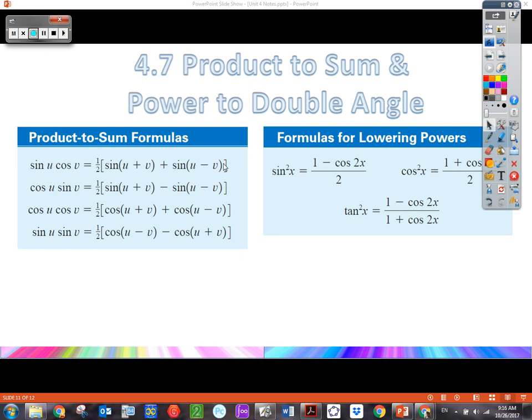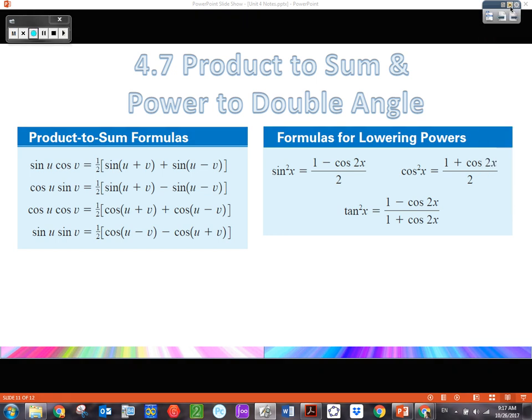Okay guys, let's take a look at today's lesson. We have some more formulas. Yay! You're probably thinking, gosh, I don't have enough formulas. Now we have more. So let's take a look at these formulas. I want to give you just a moment as I am talking to you about them to copy these on your gold sheet. We are going to be talking about two different kinds of formulas: product to sum formulas and formulas for lowering powers. Those are our topics for today.